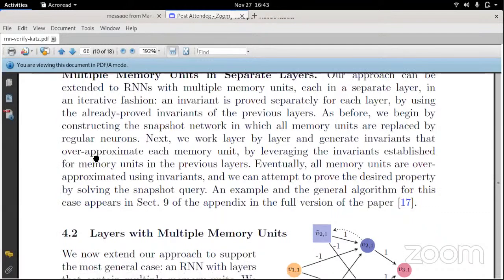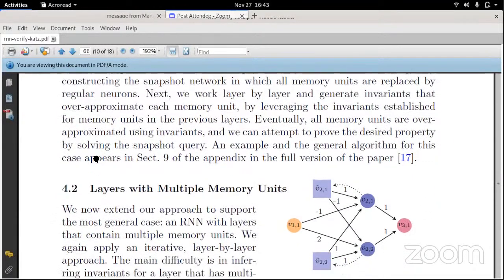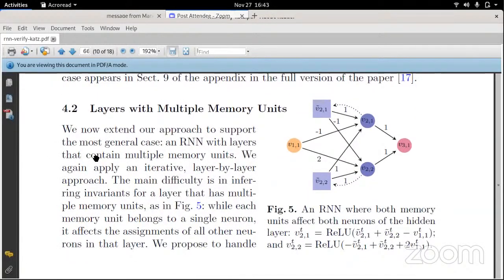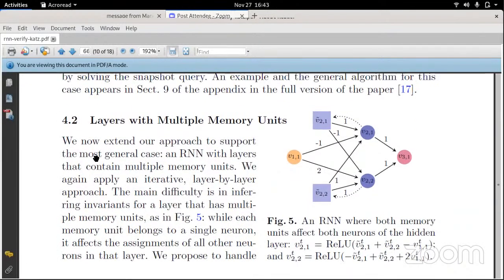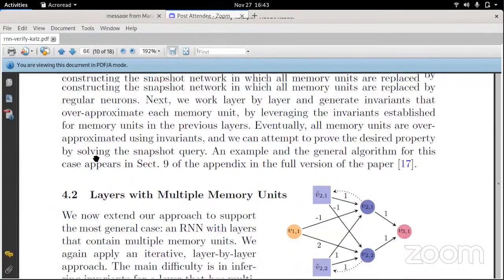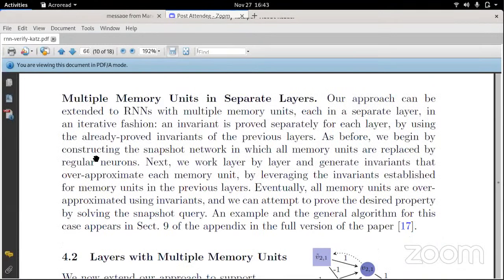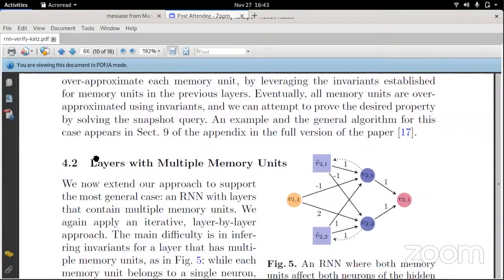Now of course this becomes more problematic. If you want to understand this in terms of loops, multiple memory units in separate layers are like multiple loops, one after another. You have one loop, then after that one more loop, and then one more. You can solve this by finding an invariant for the first loop, then going ahead and finding an invariant for the second loop, then the third loop, and so on. The problem comes when you have nested loops.